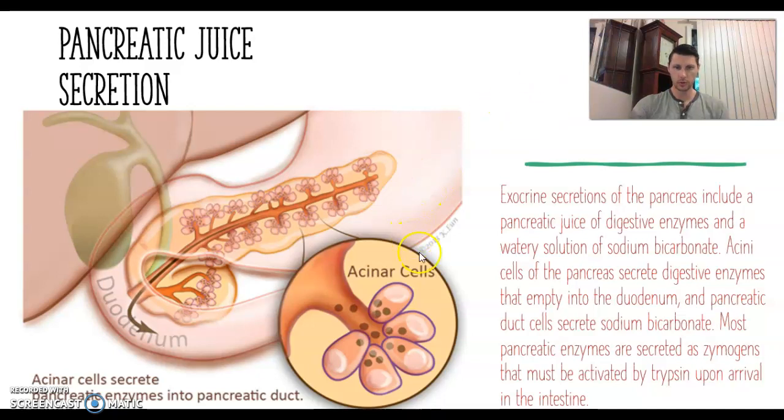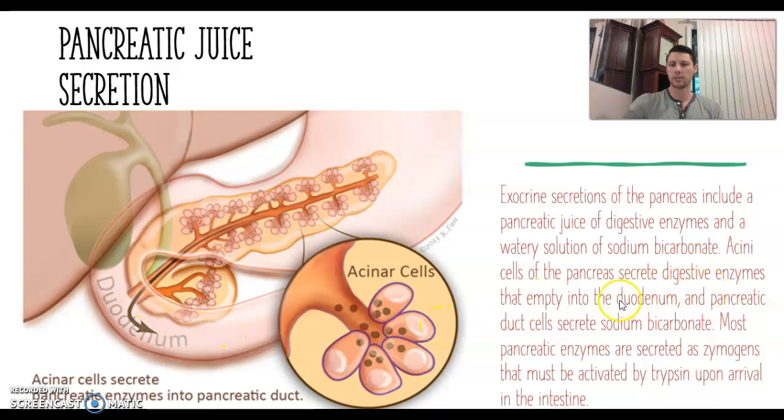So if we look at this photograph here on the left, or this drawing, we have these acini cells that are in the pancreas, and they're really important because they're the ones that secrete digestive enzymes that empty into the duodenum. We can see the pancreatic duct meets right where the gallbladder and bile duct meet in the duodenum. So their release is very similar in their location at basically the beginning of the small intestine.